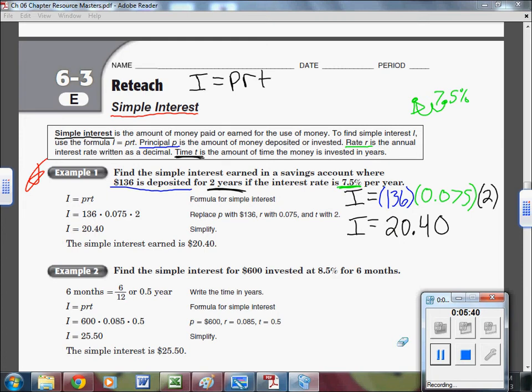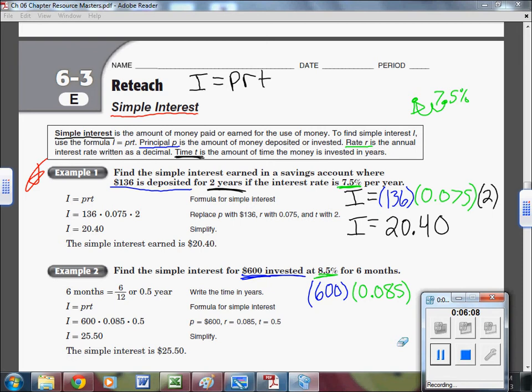So that was example 1. Let's take a look at example 2. In example 2, it says find the simple interest for, in other words, how much money did we make in addition to what we invested. Find the simple interest earned for $600 invested, so that's our principal. So I'm going to already start by writing it. At 8.5%, well, that's our percentage, except we have to turn that to a decimal, 0.085, for 6 months.